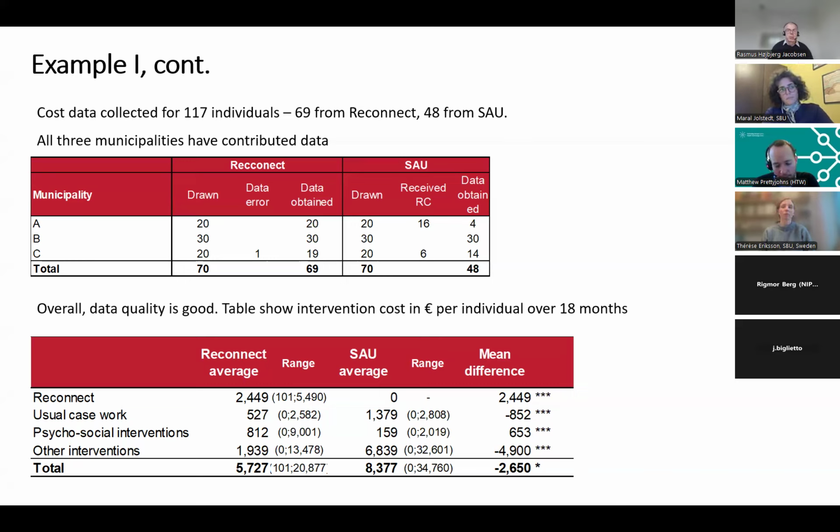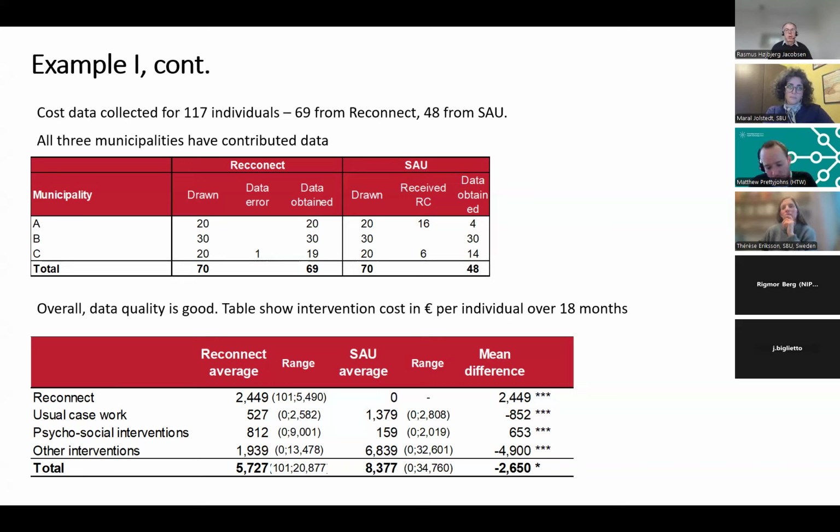Then in the bottom table, you can see the costs of Reconnect, which is, I should say, the average intervention cost per individual in euros over the 18-month period. So the average intervention cost for Reconnect was 5,700 euros, whereas for the service as usual, it was almost 8,400 euros. That is, Reconnect was 2,650 euros cheaper than service as usual.